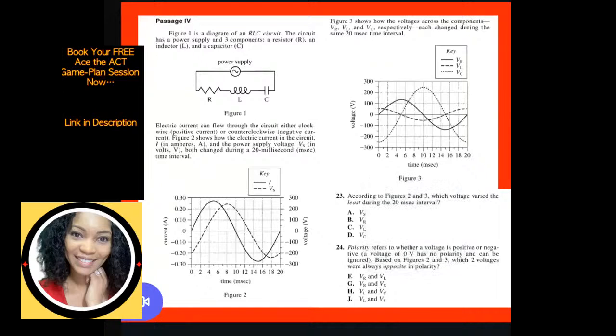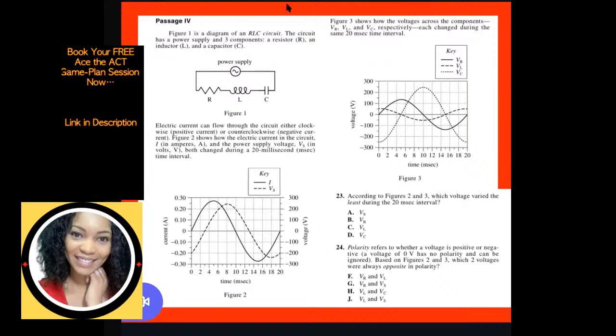Okay, so moving on to question 23, which is our past Wednesday question of the day. The good thing about it, guys, is this entire set uses the same charts and the same passage. So we didn't have to change anything. All of the information is still here, which is great. Number 23 says, according to figure 2 and 3, so there's your direction on where you need to go, which voltage varied the least during the 20 millisecond interval?